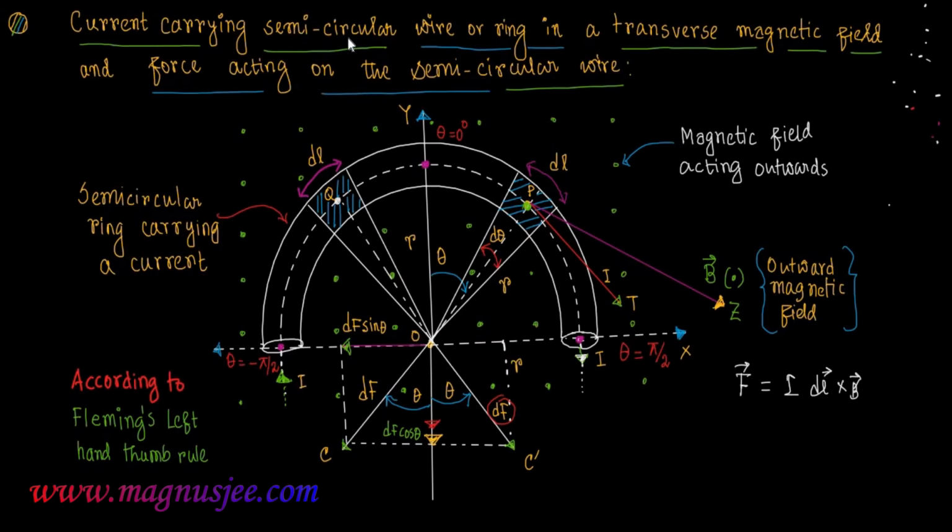Similarly, the force df along OC prime can be resolved into the rectangular component df cos theta in the vertical direction, and in the horizontal direction the component of this force df will be df sin theta. Now df sin theta and df sin theta will cancel out each other's effect, and the net resultant force will be along the vertical direction. This force df experienced by the small element at the point Q is acting along OC prime, and is resolved into two rectangular components, df cos theta in the vertical direction and df sin theta in the horizontal direction.